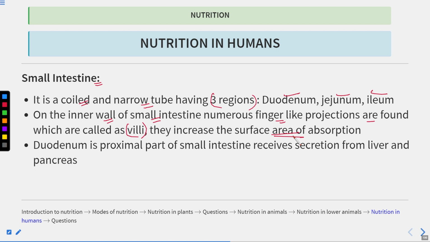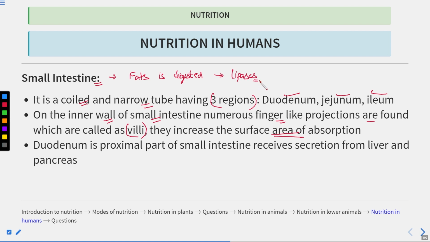So, in the small intestine, what happens? Absorption of the food materials or the absorption of the nutrients takes place. This is the function of the small intestine. And along with it, there is digestion of fat also. Okay. So the fat molecules are also digested in the small intestine with the help of the enzyme lipases.